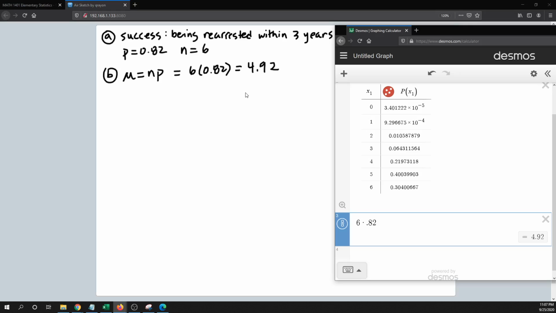They want us to interpret it. So what this would mean is that on average, we would expect about 4.92, almost 5 out of 6 newly released juvenile prisoners in that age range, 14 to 17, to be rearrested within 3 years, if the recidivism rate was the same today as it was in 94. So about 5 out of 6.